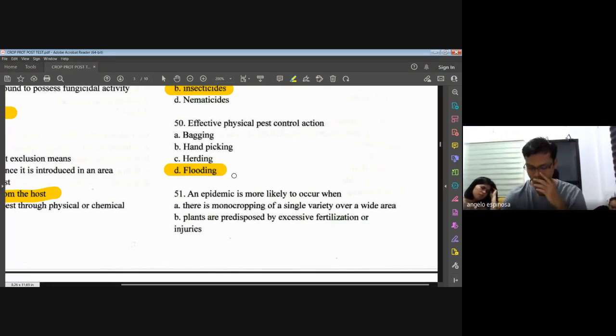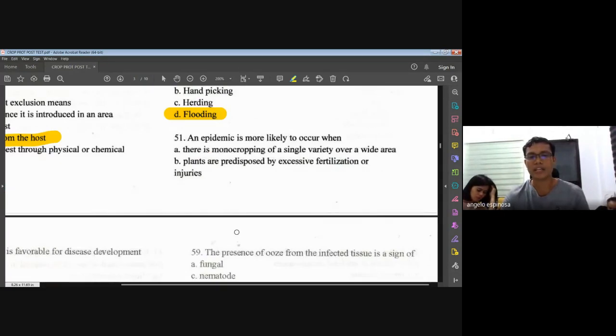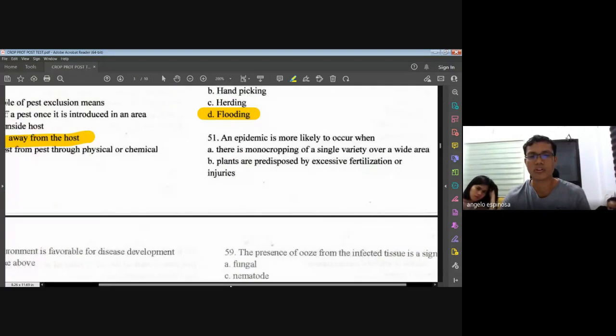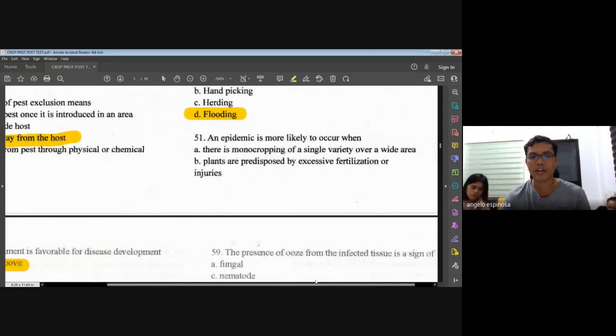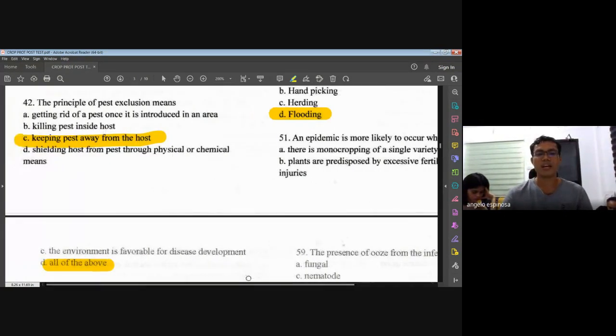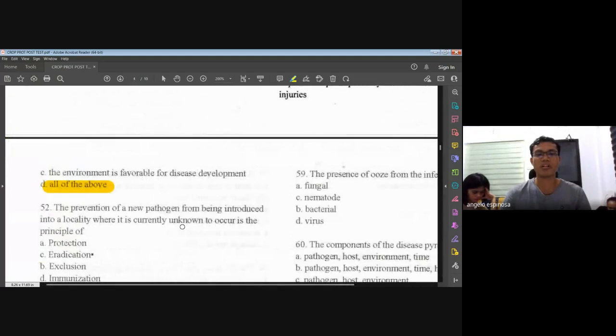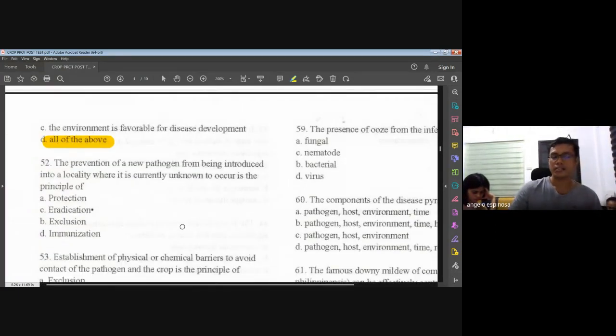Number 51, an epidemic is more likely to occur when the correct answer is all of the above. There is monocropping of a single variety over a wide area, which is why epidemics occur. Plants are predisposed by excessive fertilization or injuries, and the environment is favorable for disease development. That's why the disease is spreading. The correct answer is all of the above.